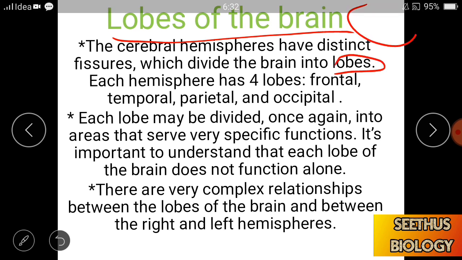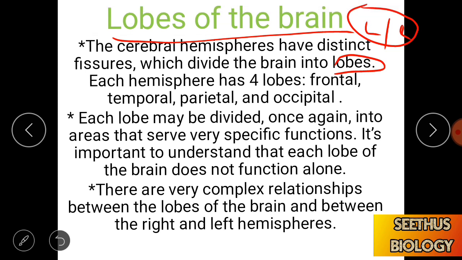This is a cerebrum. We already know that the cerebrum has the right and left hemispheres. This complete cerebrum also has distinct features, that are nothing but the lobes. Each hemisphere has 4 lobes in it, which means a total of 8 lobes are present. What are those 4 lobes? They are the frontal lobe, temporal lobe, parietal lobe, and the occipital lobe, which are present in each hemisphere, that is the left and the right hemisphere.